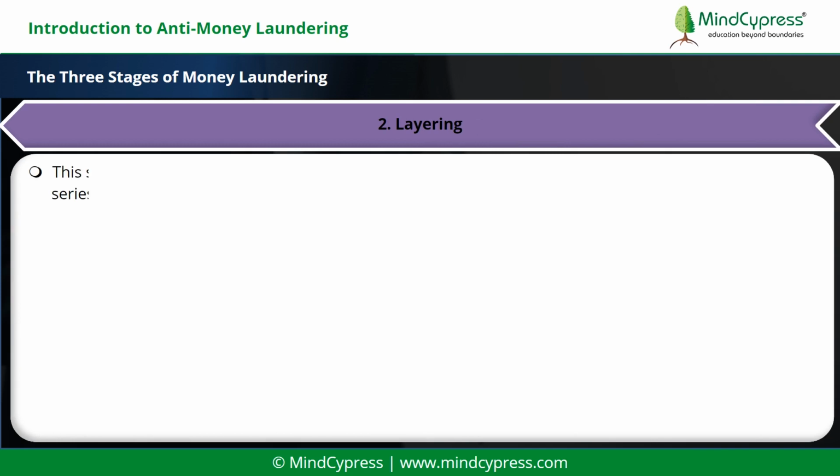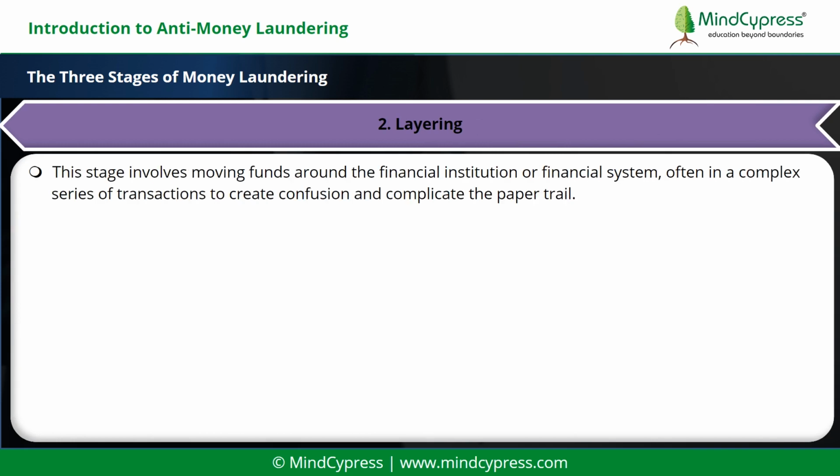Layering. This is the second stage of the money laundering process. This stage involves moving funds around the financial institution or financial system, often in a complex series of transactions, to create confusion and complicate the paper trail. This second stage involves converting the proceeds of the crime into another form and creating complex layers of financial transactions to disguise the audit trail, source, and ownership of funds.